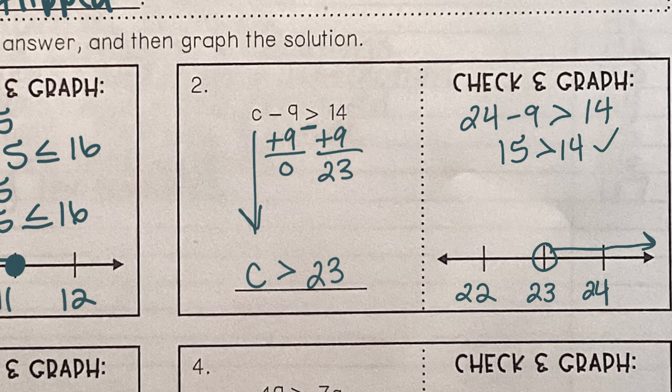Okay, I can try plugging in 23 into the equation. If I did 23 minus 9 is greater than 14. 23 minus 9 I know is 14. And is 14 bigger than 14? No, it's not. So therefore I know for sure I cannot have a value of 23 for C, but I can have any number that's bigger.